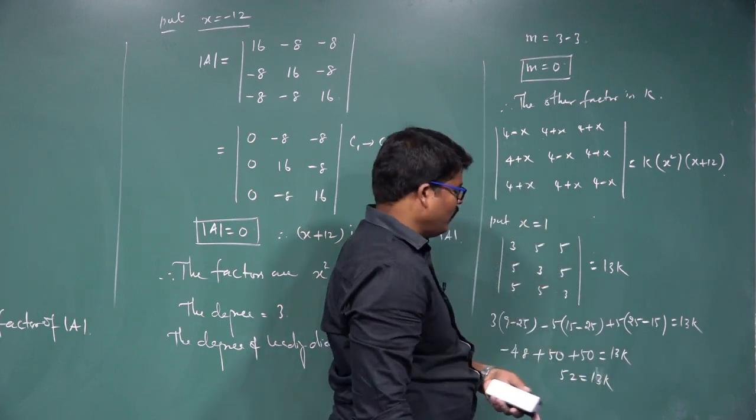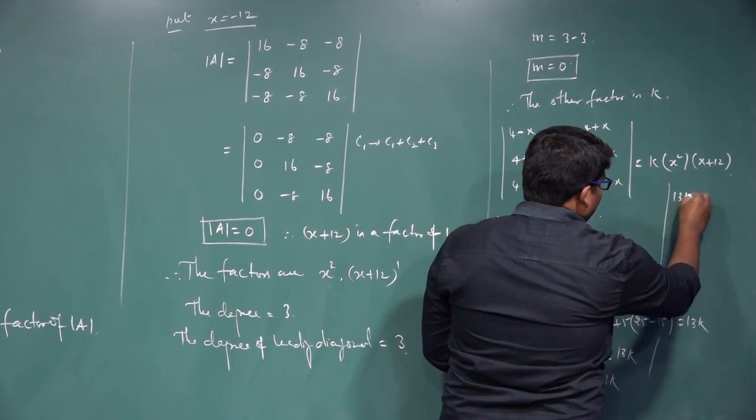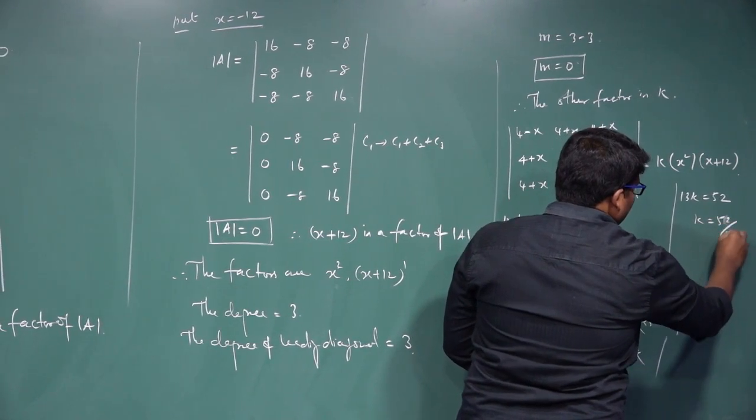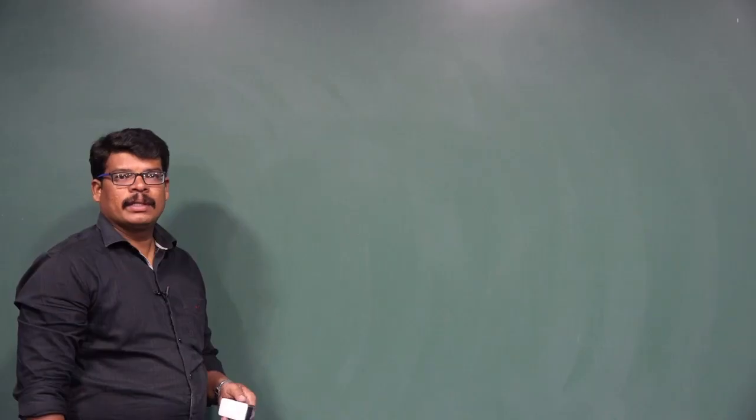13k. Now find the value of k. 13k equal to 52, so k equals 52 by 13, which is 4. Here, k equals 4. Substitute this k value in the determinant.